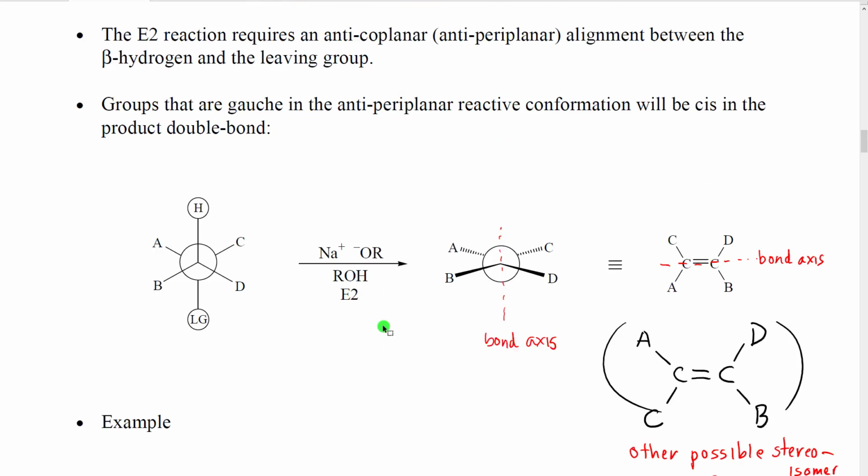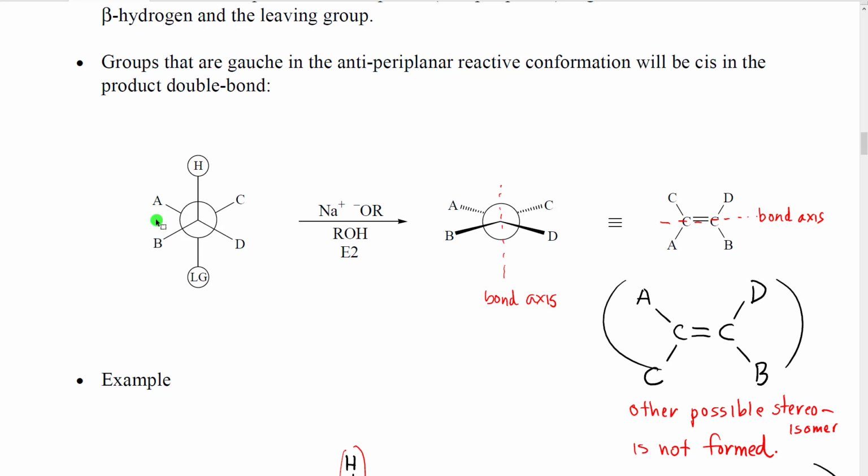If we get this, then this is going to place the remainder of the groups on the alpha carbon and the beta carbon in a particular alignment. In other words, if we look at group A, which is on the carbon in back in the Newman projection, which is our alpha carbon because it has a leaving group attached, we can see that group A is aligned on the same side of the anti-periplanar plane as group B on the front carbon, which would be the beta carbon. Similarly, C is aligned with D on the same side of this plane.